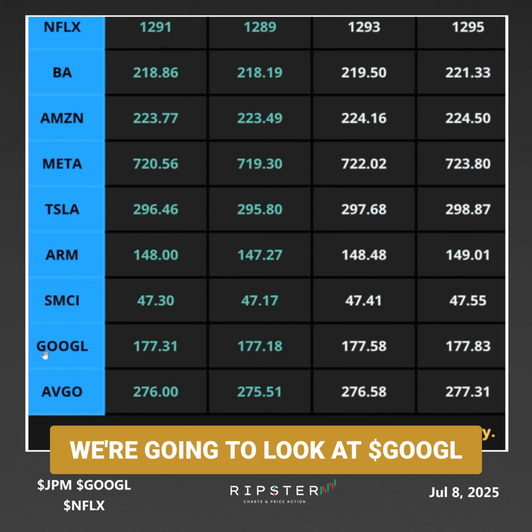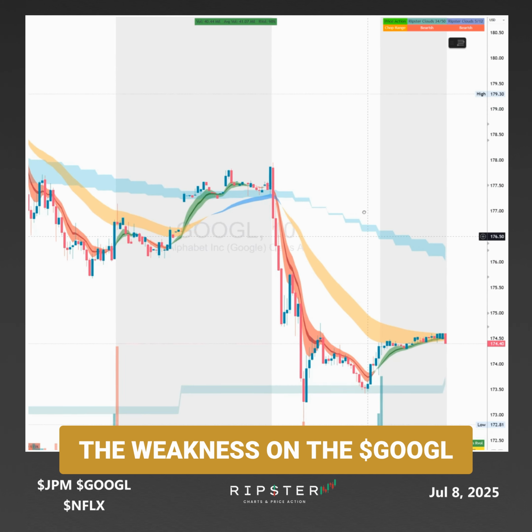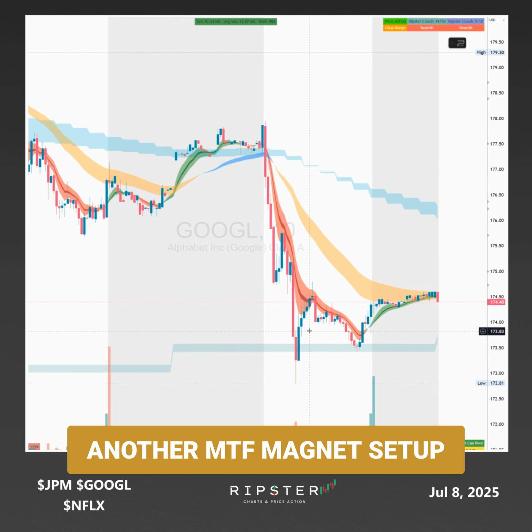So next one, we're going to look at Google. This was the plan. There are resistance levels, support levels. As soon as the support breaks, we're going to short Google. And when I saw the weakness on Google, I told the traders the same thing. It's a short. I gave the first target of yesterday's lows. We hit that. Final target was the MTFs. You see that from the MTF to the MTF, another MTF magnet setup.